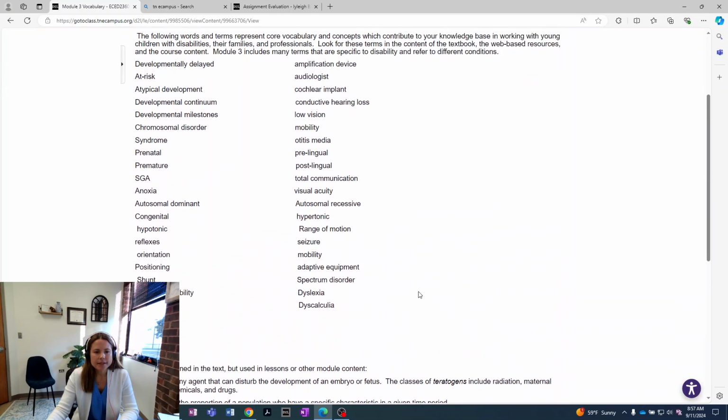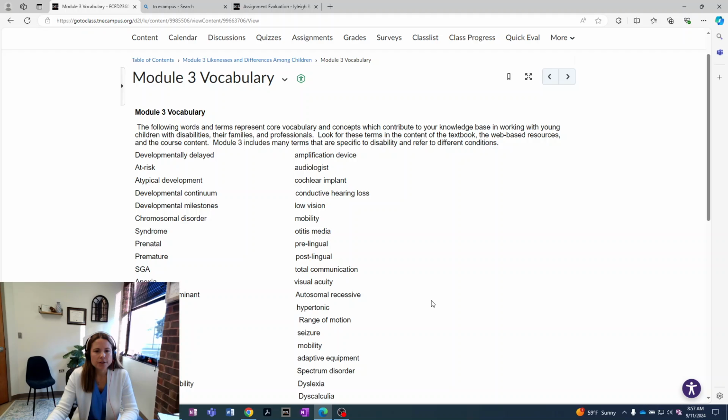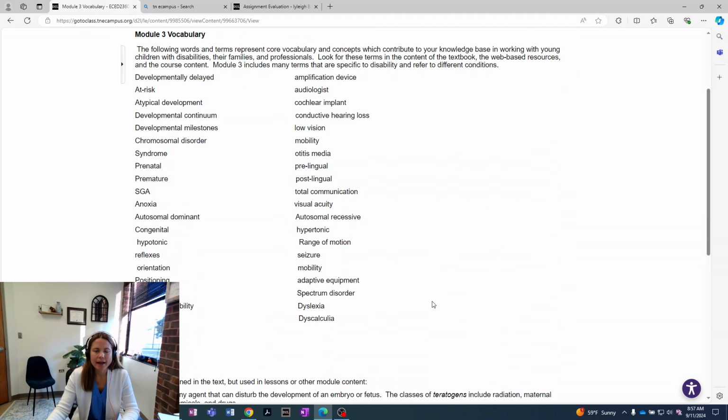The vocabulary listed here are all the vocabulary terms that you're going to be looking at that will contribute to your knowledge base when we're talking about working with young children, their families, other professionals, and looking at disabilities or exceptionalities. In the textbook, you're going to see a lot of these terms. Also, you're going to see these terms throughout the lesson contents.